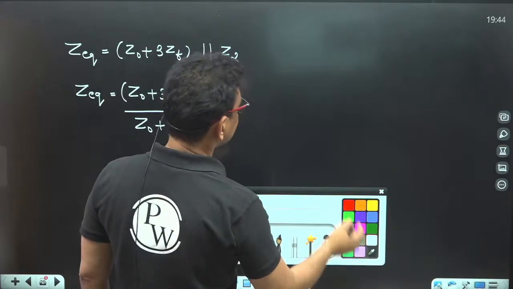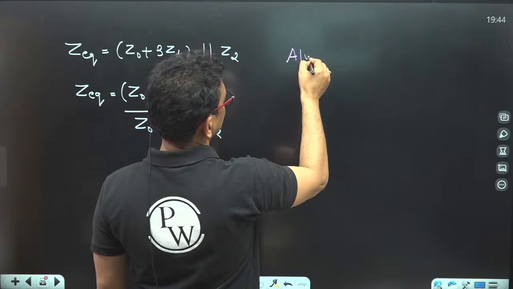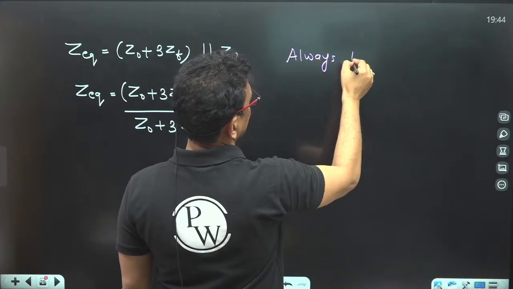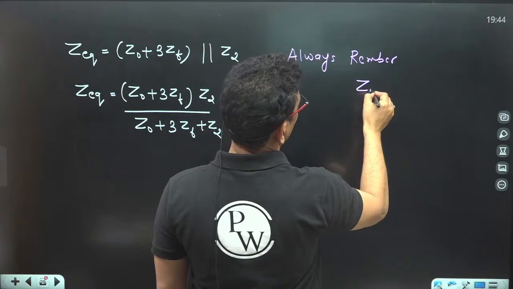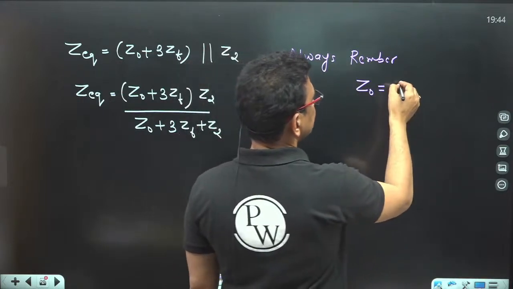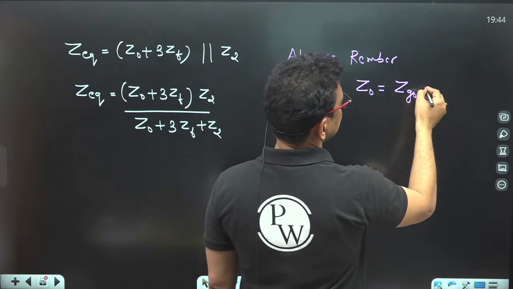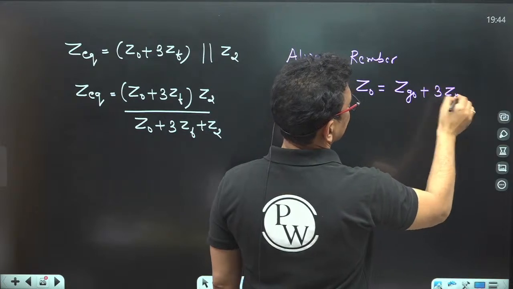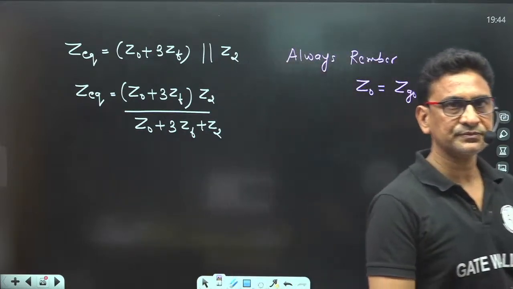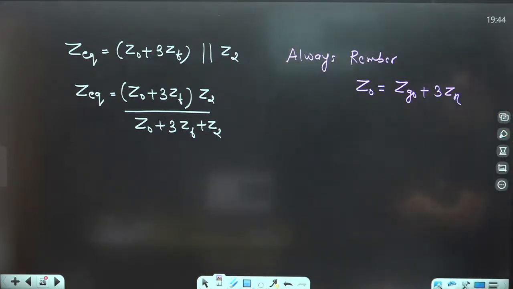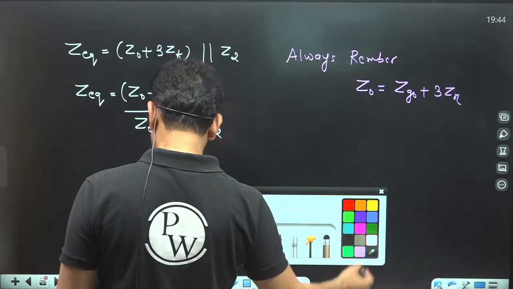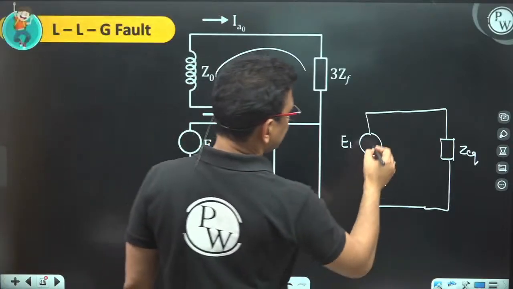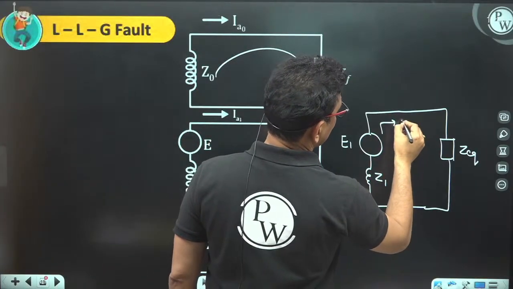Always remember this thing, that this Z0 is the overall Z0. That means it is ZG0 plus 3Zn. That means the zero sequence impedance of the alternator plus 3 times the neutral impedance. So this is the combination of this. Once you have got this, then you can easily find out the value of IA1.